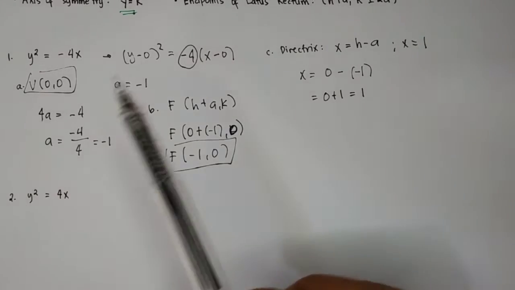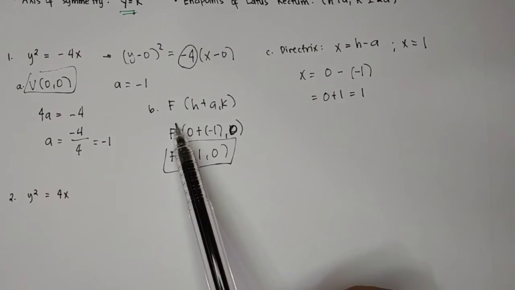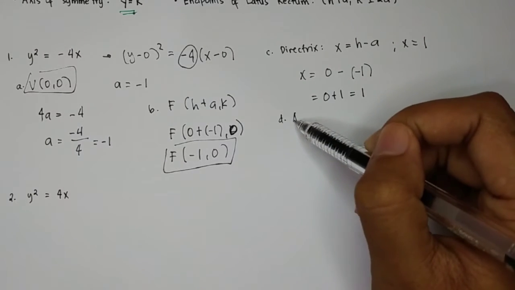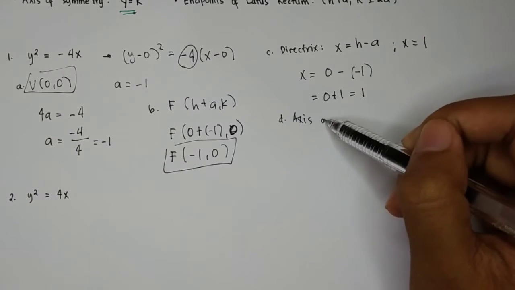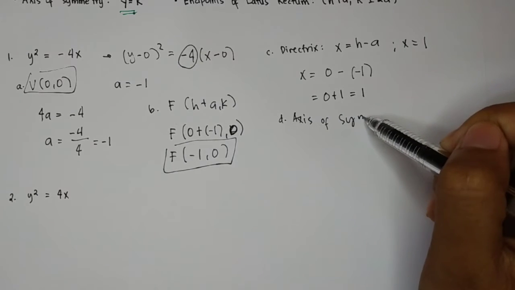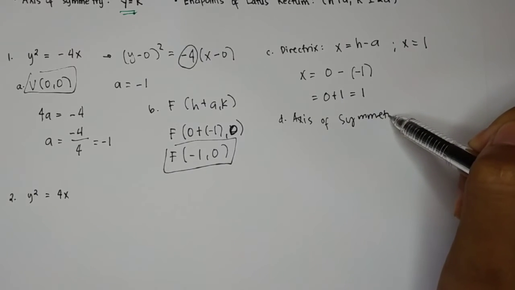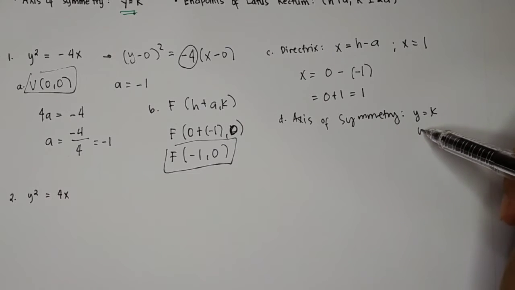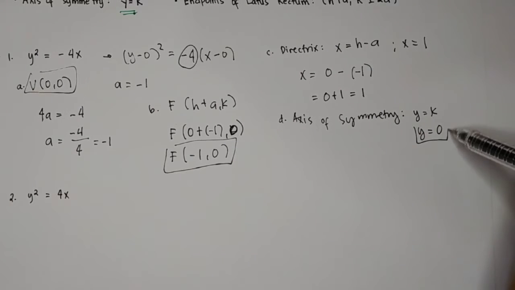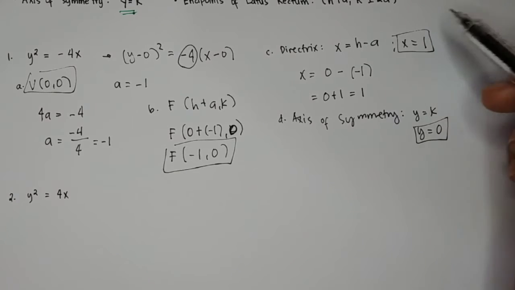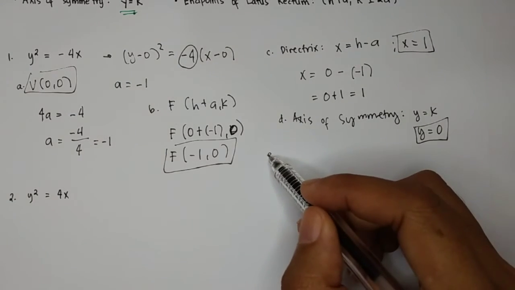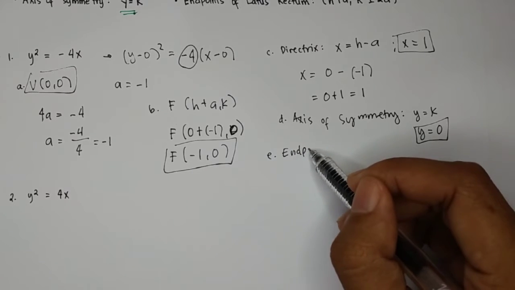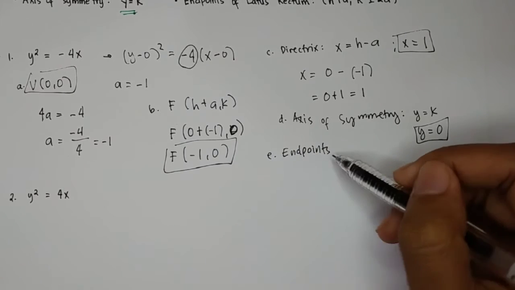Okay, so meron na tayong vertex, meron na tayong focus, meron na tayong directrix. Ano yung axis of symmetry natin? Meron tayong y is equal to k. So, ano yung k natin? We have 0, y is equal to 0. So, yan yung axis of symmetry. Then, last, we have the endpoints of our latus rectum.